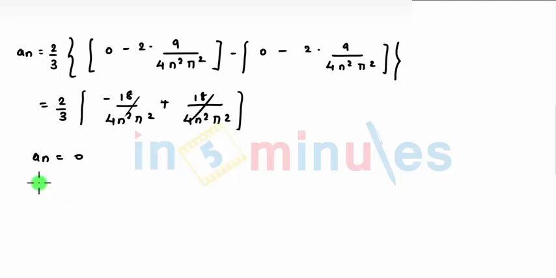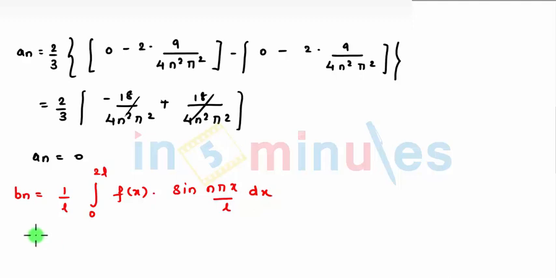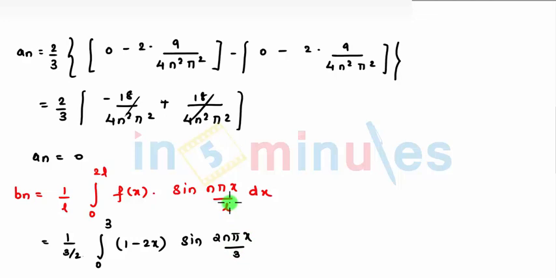So let's start with Bn, students. I can say here Bn is nothing but 1 upon L, integral from 0 to 2L of f of x multiplied by sine of n pi x divided by L dx. So we can write here 1 divided by 3 by 2, integral from 0 to 3, f of x is 1 minus 2x. This comes to be sine of 2n pi x divided by 3, after substituting the value of L as 3 by 2.